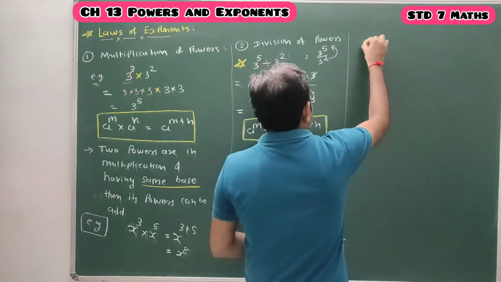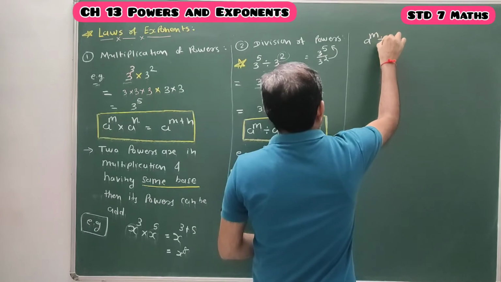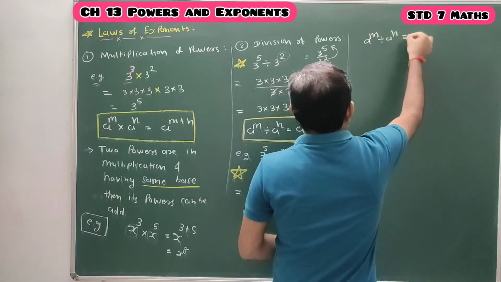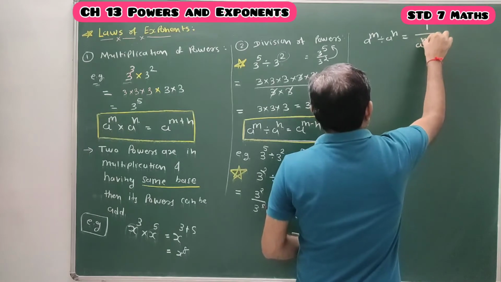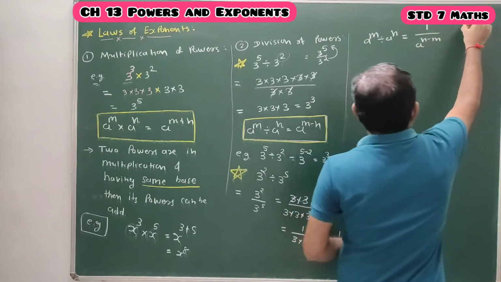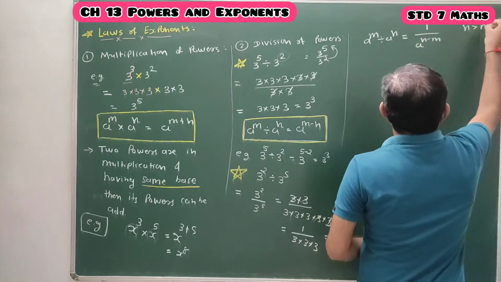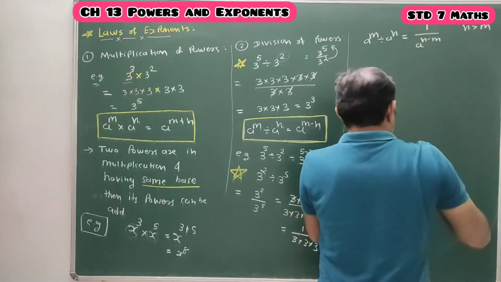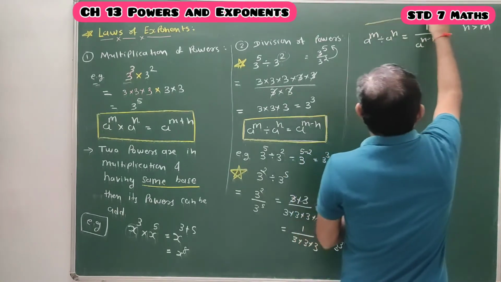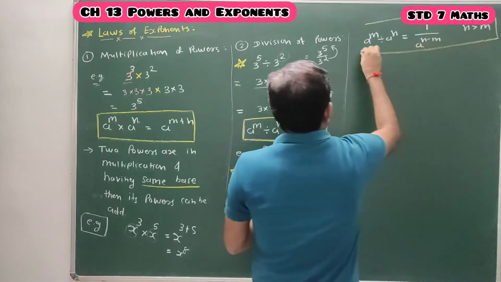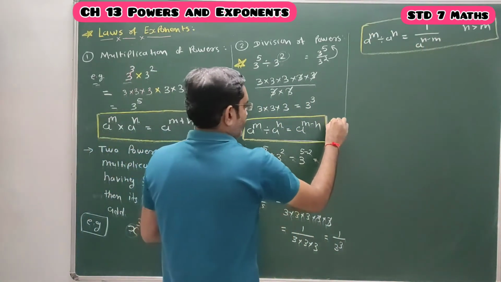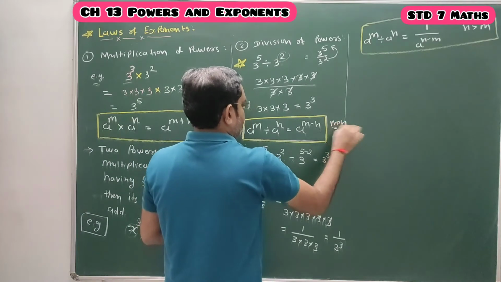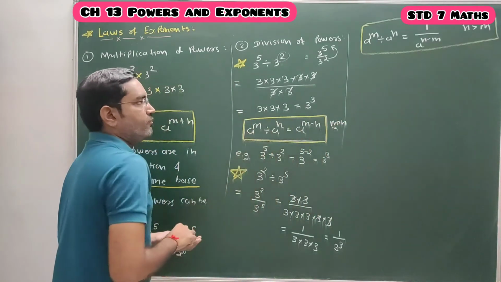The second case of the formula is, if you have a raised to m divided by a raised to n, then we have to perform subtraction in the denominator. So it's a raised to n minus m, if n is greater than m, that is, the power of the denominator is greater than the power of the numerator. Here the condition is m greater than n, the power of the numerator is greater than the power of the denominator.